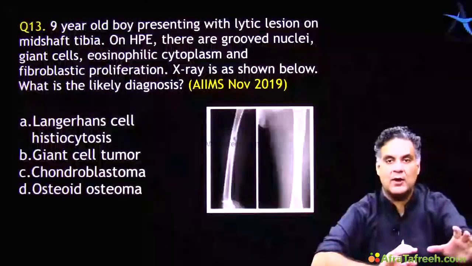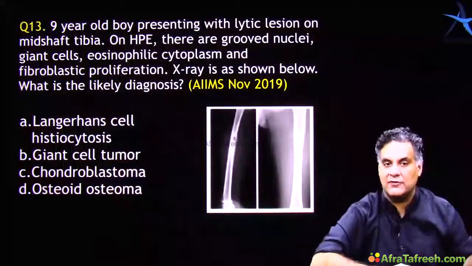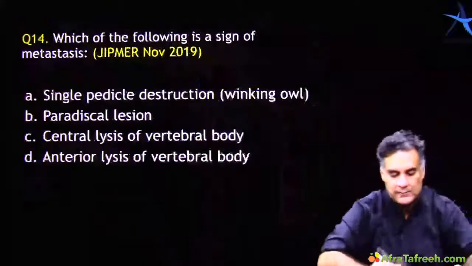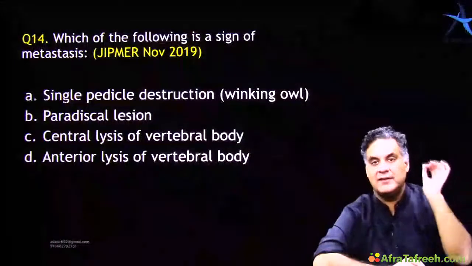So a 9-year-old boy presents with a lytic lesion in the shaft of tibia with histopathologic grooved nucleus, I'll think about histiocytosis. Which of the following is a sign of metastasis?